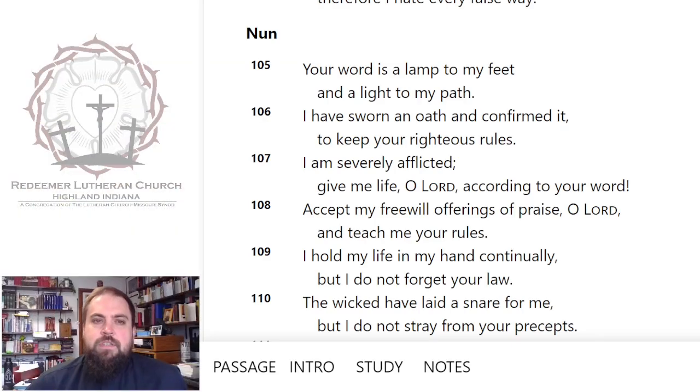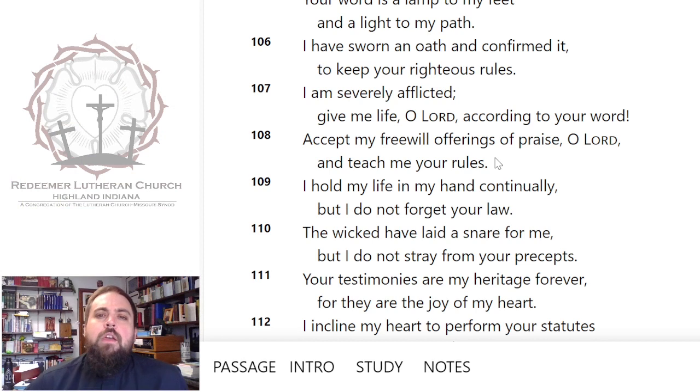Your word is a lamp to my feet and a light to my path. It enlightens everything that I do, is what the psalmist is saying. They continue, I have sworn an oath and confirmed it to keep your righteous rules. That's great. You can swear an oath all you want. Are you actually going to do it? No. I am severely afflicted.